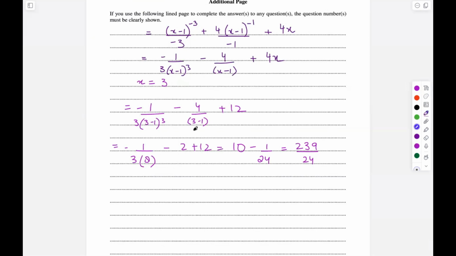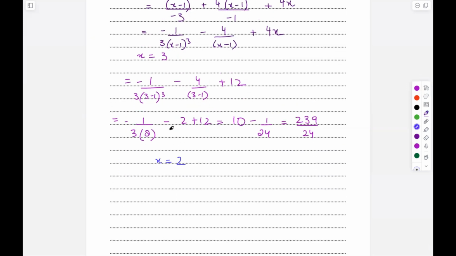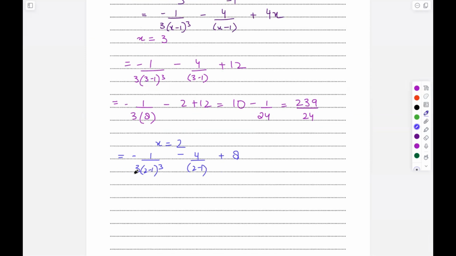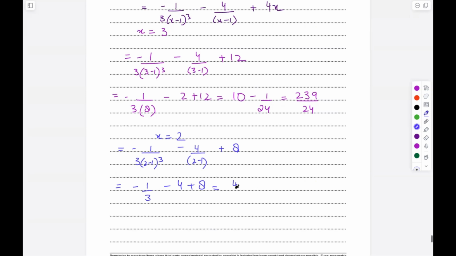And now applying the lower limit. The lower limit was x equals 2. So applying x equals 2 into the equation, we'll get minus 1 upon 3 into 2 minus 1 whole cube, minus 4 upon 2 minus 1, and plus 4 times 2, which is 8. So 2 minus 1 is 1, 1 cube is 1, so 1 times 3, this will become minus 1 upon 3, and minus 4 upon 1, so that will become minus 1 upon 3 minus 4 plus 8. 8 minus 4 is 4, so this will be 4 minus 1 upon 3. This will become 3 times 4, 12. 12 minus 1 is 11 upon 3.